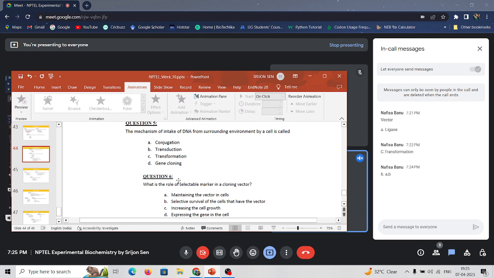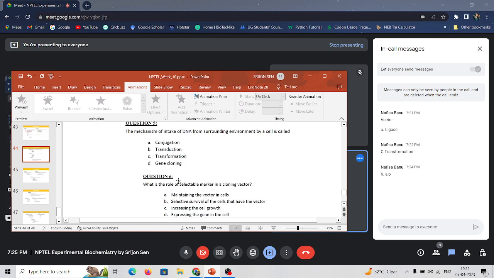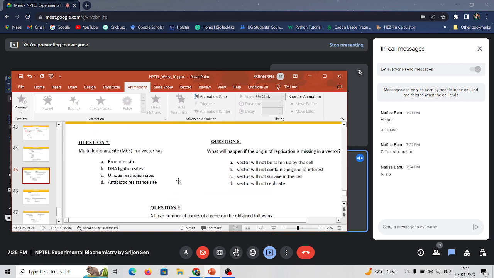And if you are not using a selectable marker, but in the other way, you are inserting some kind of fluorescence inside your vector or tagging it with fluorescence, then your bacterial cells, when they grow, will fluoresce or show some kind of color. But anyway, 6A and B is correct. Okay, the next question says multiple cloning site in a vector has. So what does your multiple cloning site in a vector have?